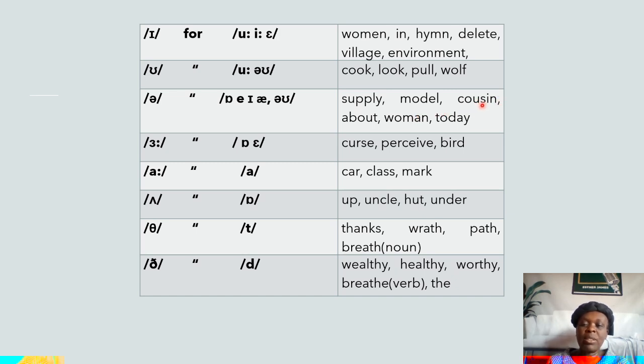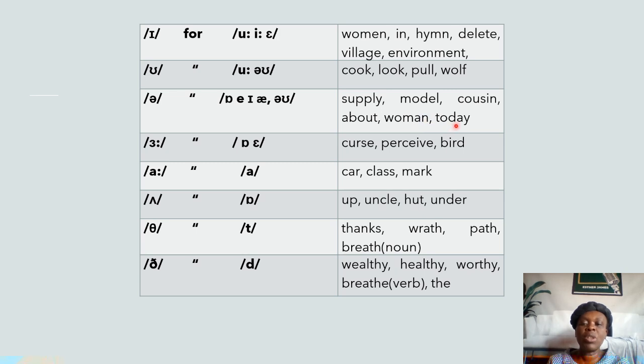The next one is cousin, not cousin with a full vowel. Don't exchange it for the short e sound. It's cousin. The next one is about, not about but about. Then woman, not woman. The a that you are seeing here is pronounced woman.